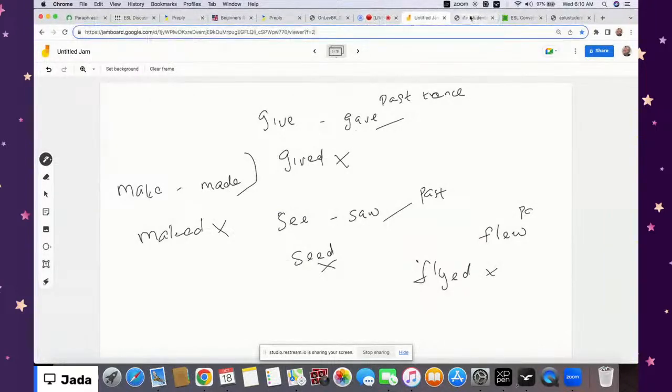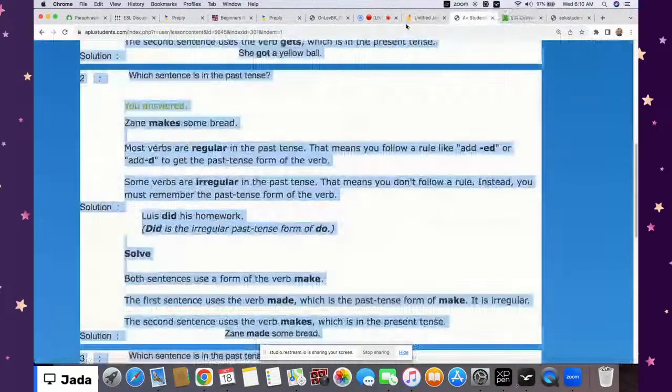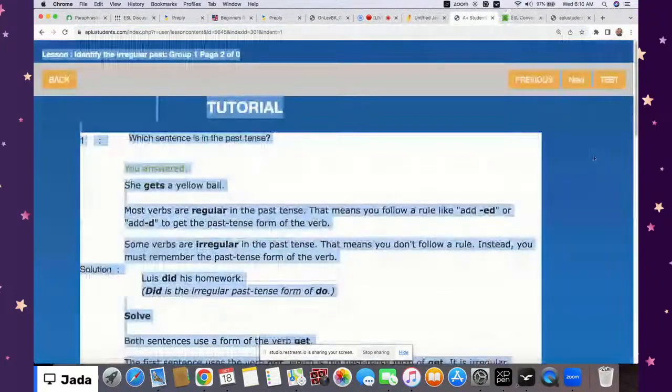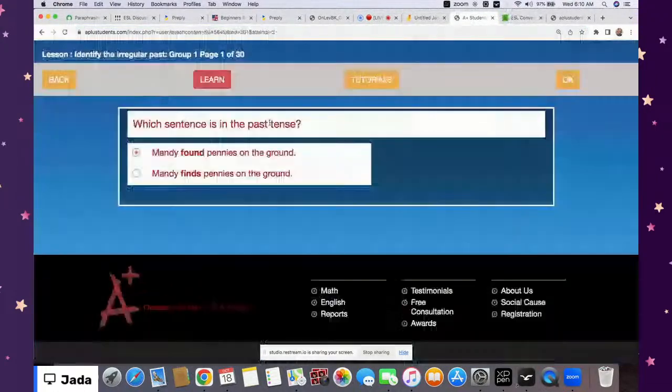So we'll move on to the test now. You can send in your answers. If you know the answer, you can send in your answer on the chat. Okay, let's make it interactive. So now we have, which sentence is in the past tense? Mandy found pennies on the ground. Mandy finds penny on the ground. So is it going to be the first one or the second?